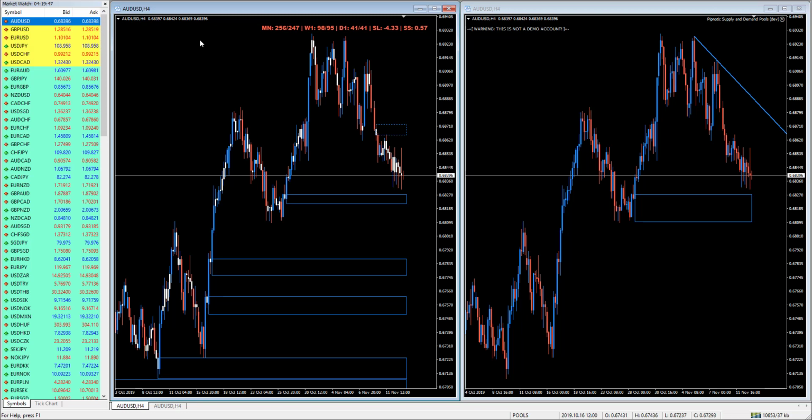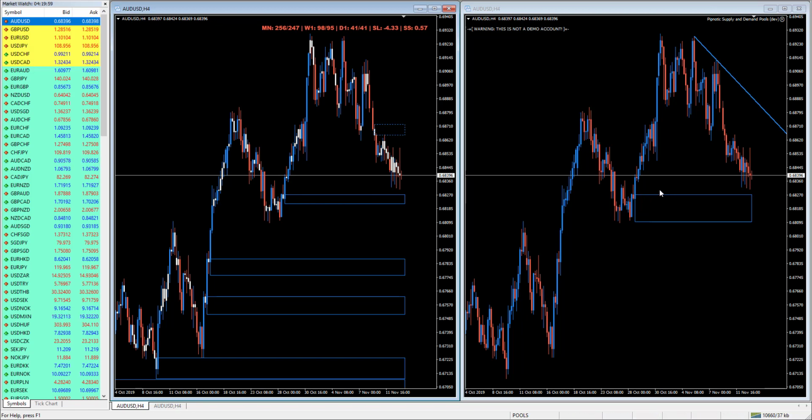I go Aussie, American dollar, and you can see that the software is being used in the exact same way. The core is the same. So we have a tested area of supply, tested once. We have this untested area of demand. The size of this area is 3 times the size of this one. And if I like the area or not, then I'll just go like this.